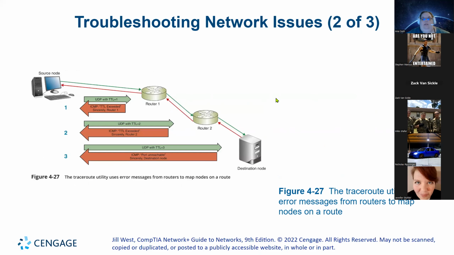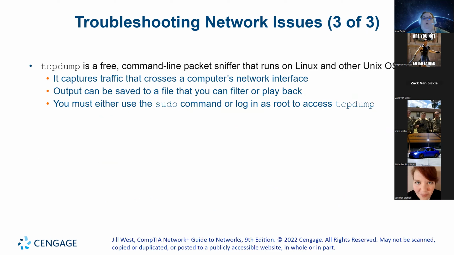So this shows the traceroute utility. It sends out and gets the different error messages that you see back for information. Like this one, it tells you the port is unreachable. And the reason that you use these is so that you can trace down where the issues are and then start working on them.